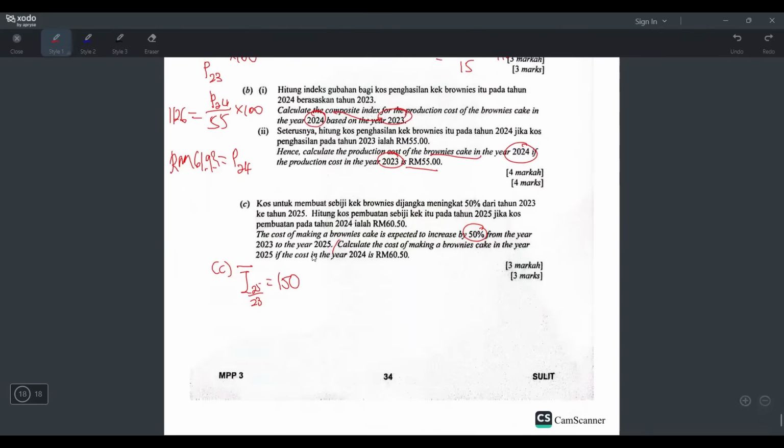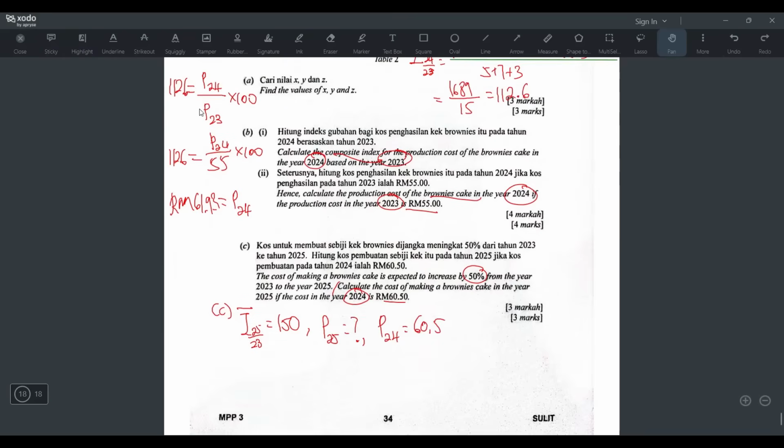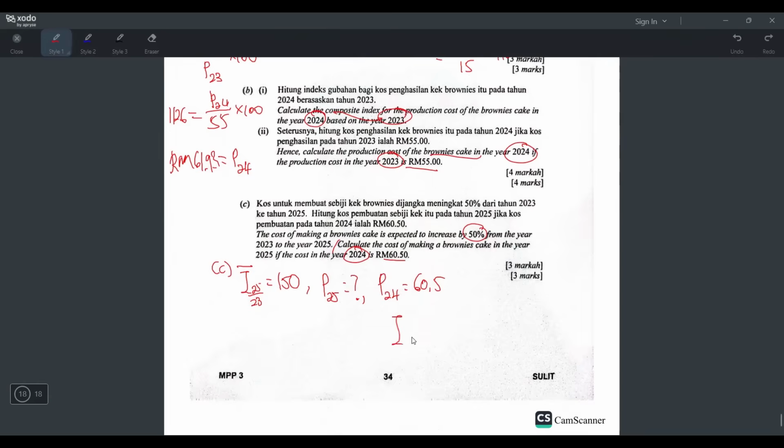Okay. Next thing, calculate the cost of making a brownie cakes in the year 2025. So if they want to find cost, so cost means the price lah. So I'll use P to represent cost, but in 25, and then equals to question mark because this is what they want to find. And then if the cost 2024 60.5, so P 2024 60.5. Okay, I told you just now, right? If they want to find price, confirm you use which formula? The first formula, which is I equals P over P times 100. But your P punya tahun have to match with this 25, 24. And the more recent year, always write on top, 25 atas and then 24 bawah.